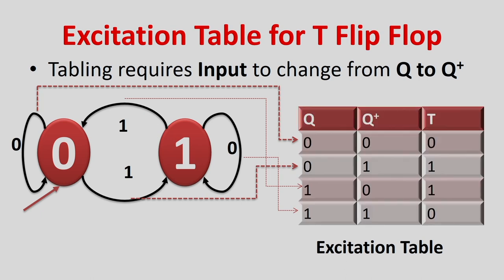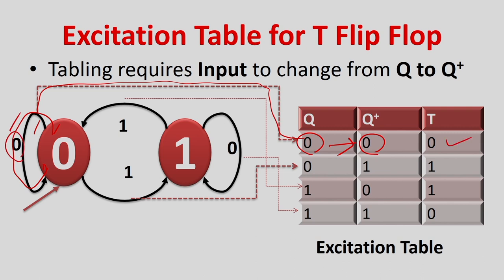If you look at the things, if we want the current state to be 0 and the next state 0, that is 0 to 0. You are in state 0 and you want to stay in state 0, so what input do you require? Take this arc, and if you look here, you require a 0. This we are tabling.